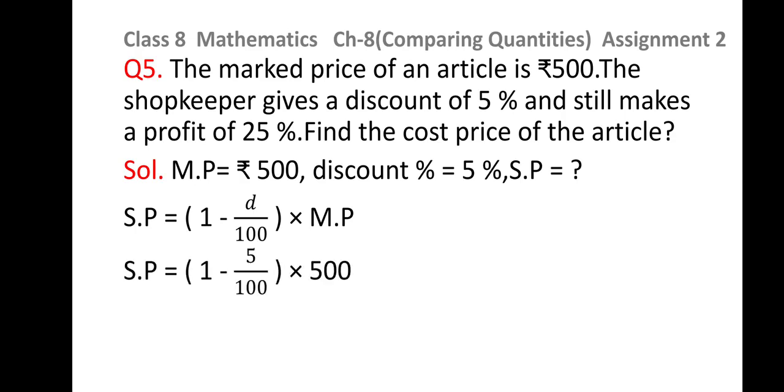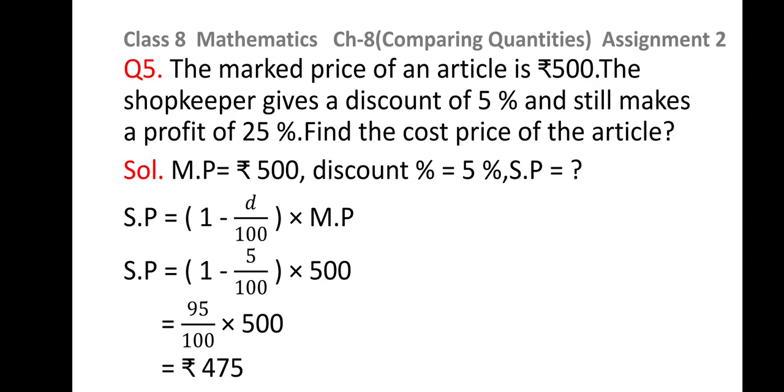Putting the values, SP is equal to (1 minus 5 over 100) into 500. D percentage is 5%. MP, that is marked price, is rupees 500. So putting the values in the equation, you will be getting SP is equal to 95 over 100 into 500. And after solving, you will be getting SP as rupees 475. Now, we know SP, that is 475. Profit percentage is given to you, 25%. Can we find CP now from these two?